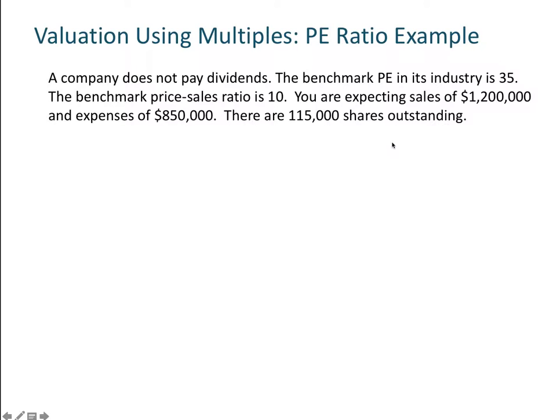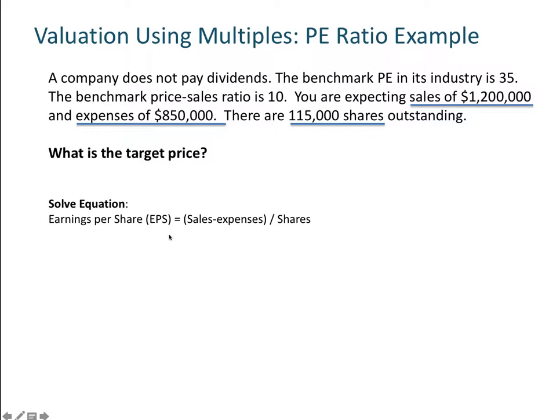A company that does not pay dividends. The benchmark PE in their industry is 35. The benchmark price to sales ratio is 10. You're expecting sales of 1.2 million, expenses of 850,000, and there are 115,000 shares outstanding. What's the target price? You say, I don't know, you didn't tell me. Well, hopefully this example will show you how to do that.